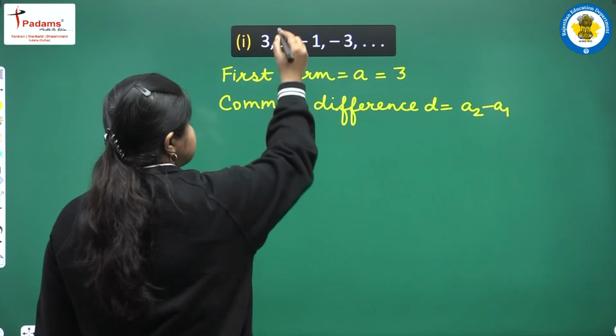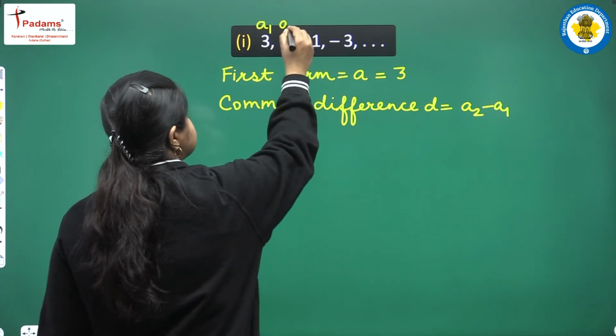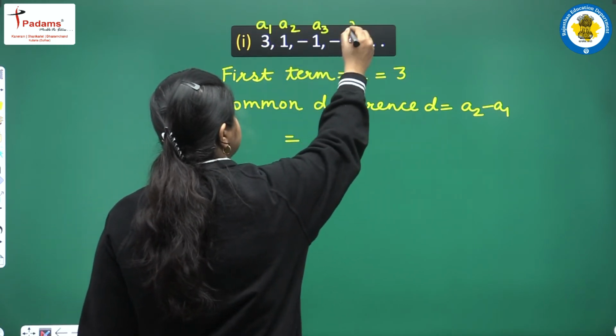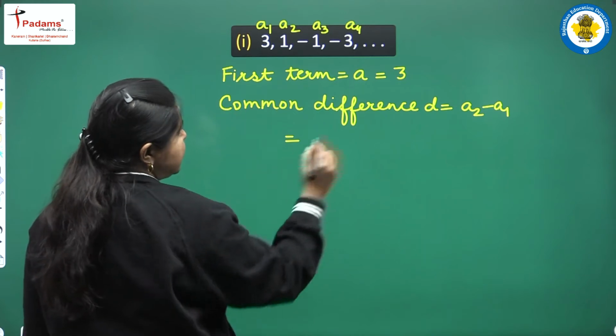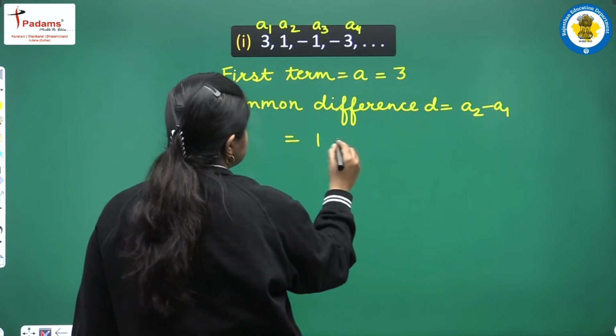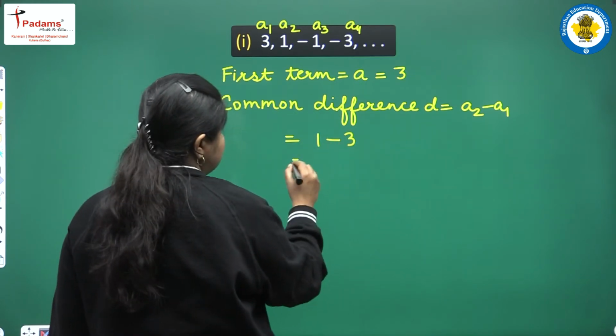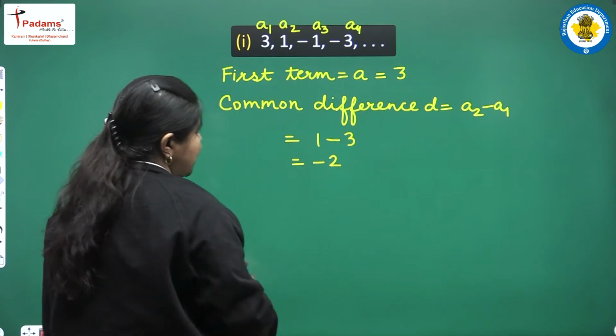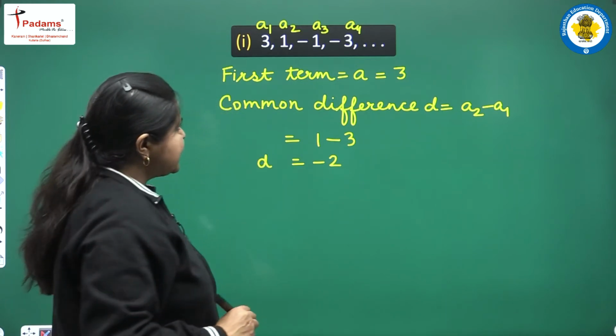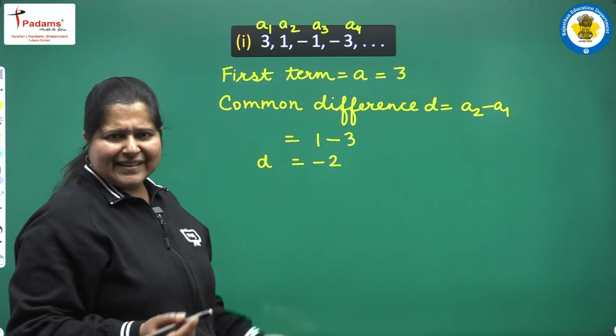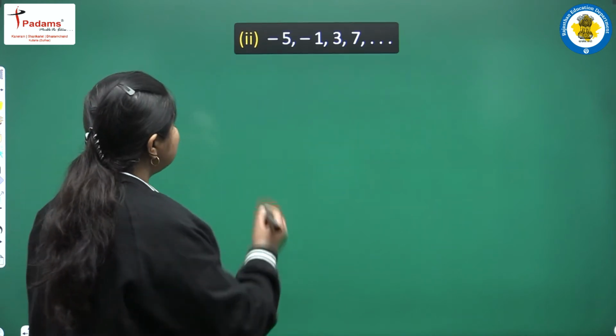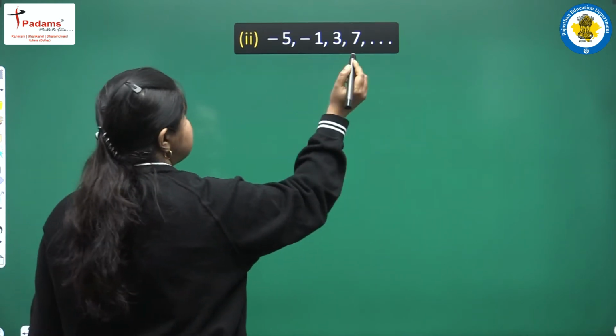Now a2, this is the second term. First term, second term, third term, fourth term. I hope it is clear. Then a2 is 1 and a1 is 3. So 1 minus 3, it is minus 2. d is equal to minus 2 and the first term is 3. That's very easy. Then we have minus 5, minus 1, 3 and 7.